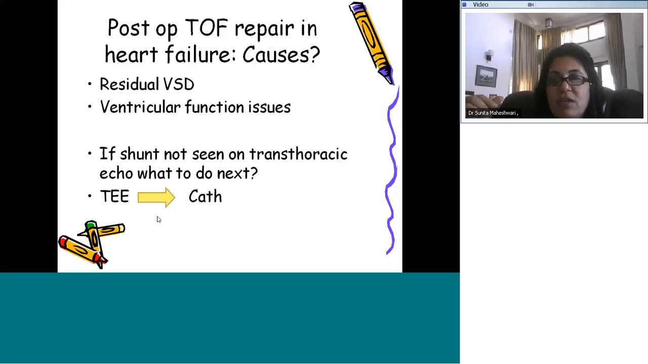So some of the things to think of: if you have a CVP line and PA line, look at it for a step up in the stat. If you can do a TEE, do the TEE. If you still are not sure why this baby is in heart failure, by all means go ahead and do a cardiac catheterization.